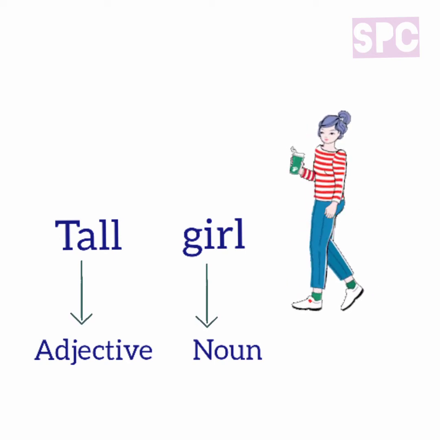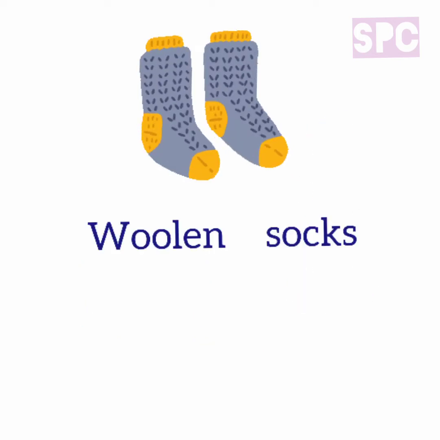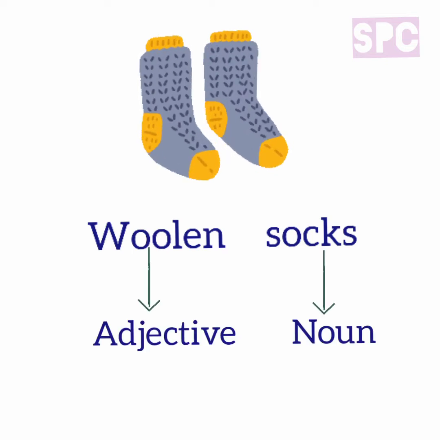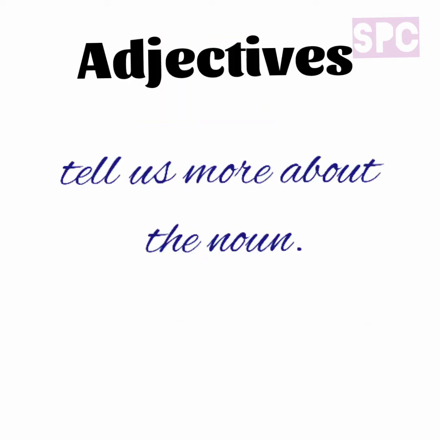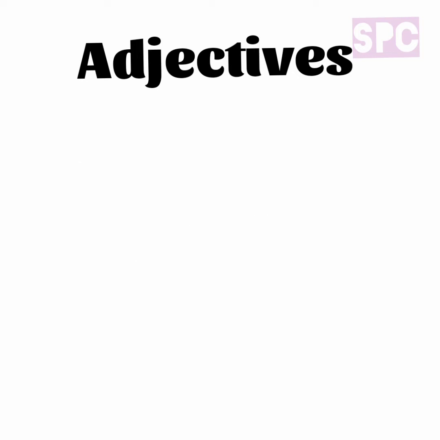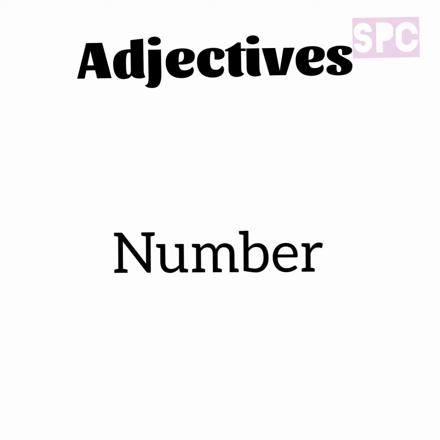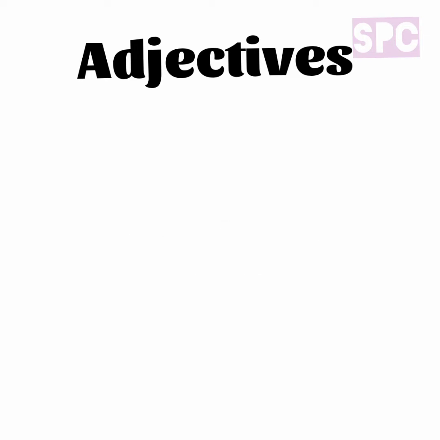Let us take one more example. Woolen socks. Here the word woolen is an adjective which tells us more about the noun socks. So, adjectives tell us more about the noun, like its quality, quantity, number, order, position, etc.